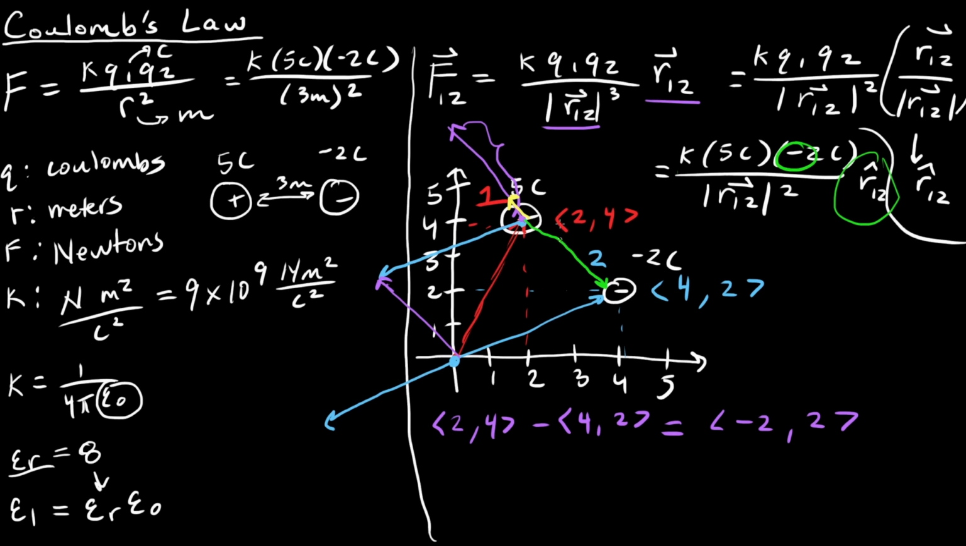Okay, so that is Coulomb's law, the scalar form and the vector form in a nutshell. Thank you.